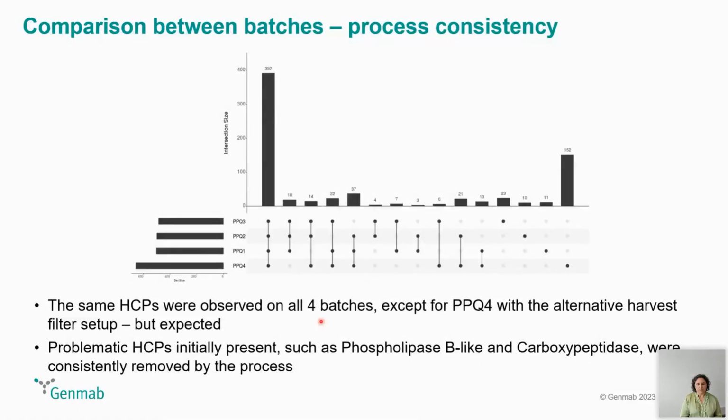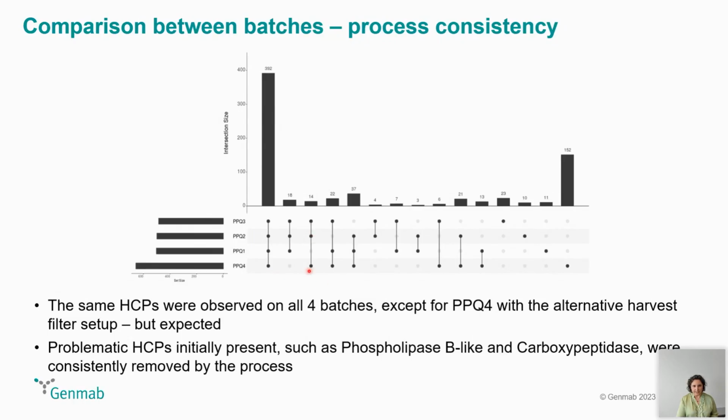This is also a way to illustrate the same clearance, but we can show that there are mostly the same proteins in all PPQ batches. So we have very good agreement, and we can show very good consistency, because it's the same proteins that you are seeing consistently in the 4 different batches.